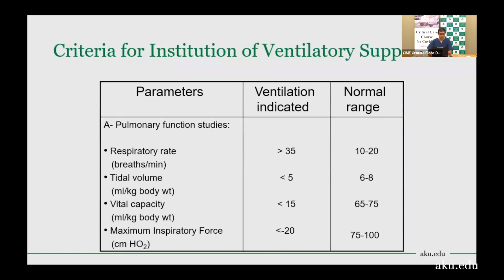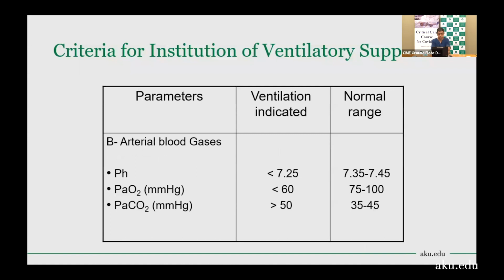The criteria for institutional ventilatory support are well documented. So if you look at the pulmonary function studies, if the respiratory rate is greater than 35, one needs to start thinking on it. Again, these are not written in stone. These are guidelines, and you can see the patient yourself and decide for yourself. It is not written in stone. If it is greater than 35, if it is 36, we will tube the patient. Look at the patient. If the tidal volume is less than 5 ml per kg body weight, if the vital capacity is less than 15, and the maximum inspiratory force is less than 20 centimeters of water.